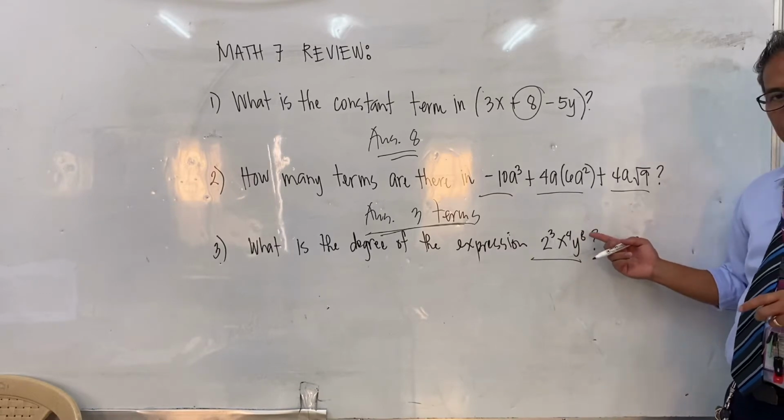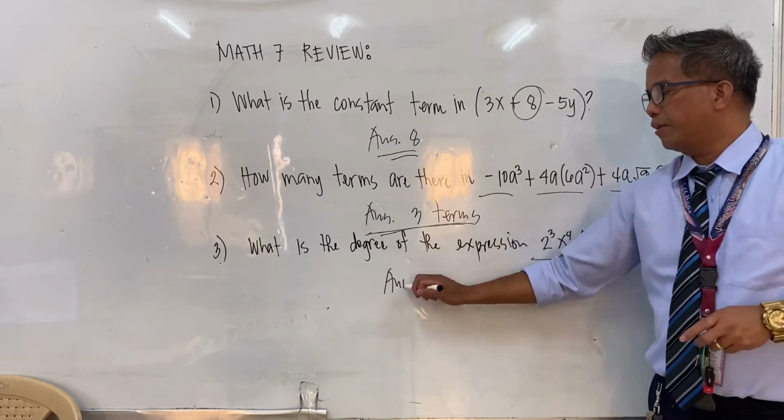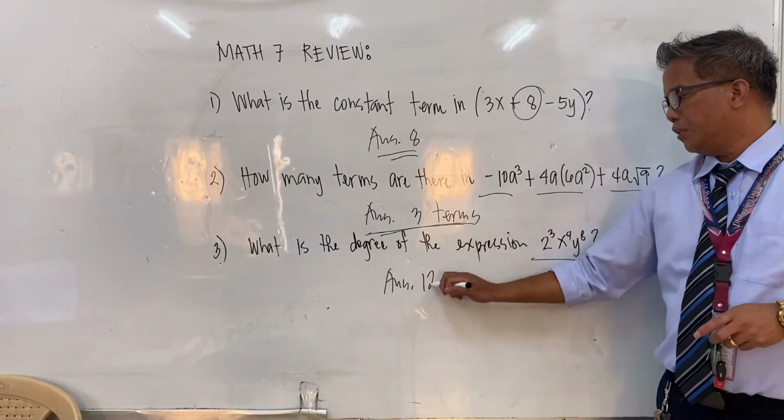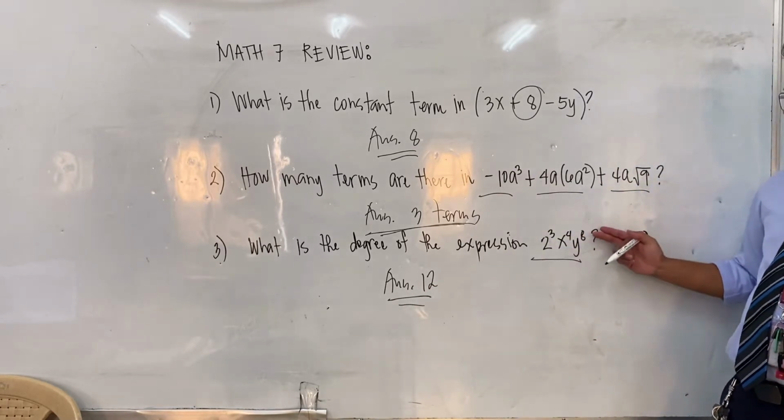So 4 plus 8 is equal to 12. So the answer in number 3 is 12. So how did we get it? By adding 4 and 8.